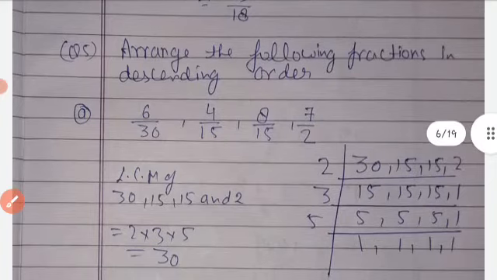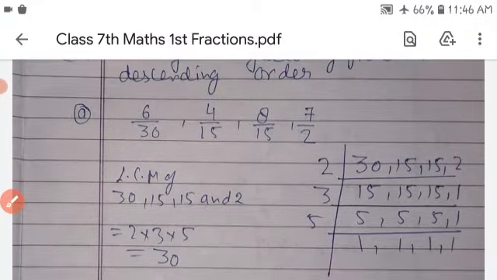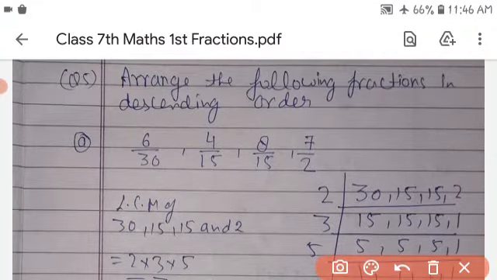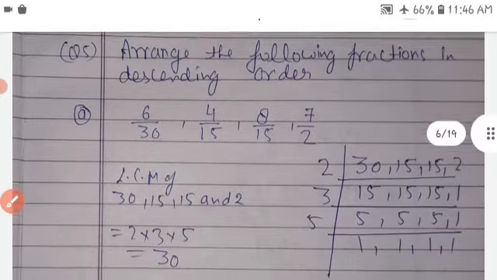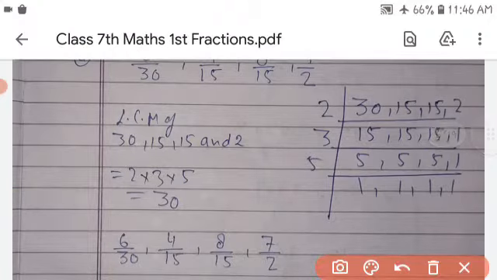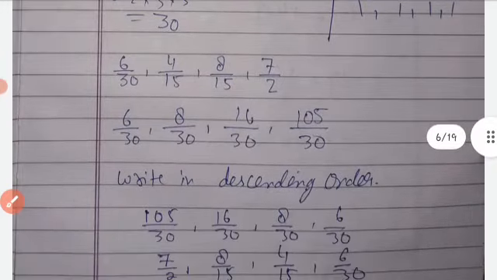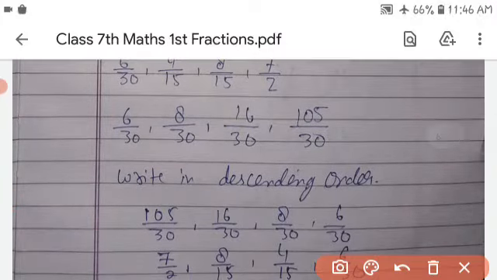Question 5. Arrange the following fractions in descending order. 6 by 30, 4 by 15, 8 by 15, 7 by 2. Now taking the LCM of 30, 15, 15 and 2. LCM is equal to 2 into 3 into 5, which is equal to 30. Now make all denominators the same number, 30, 30, 30, 30.